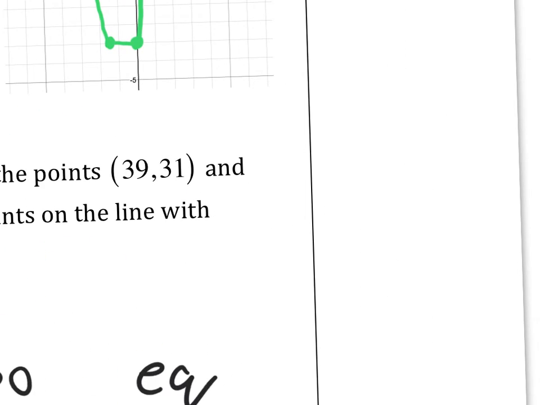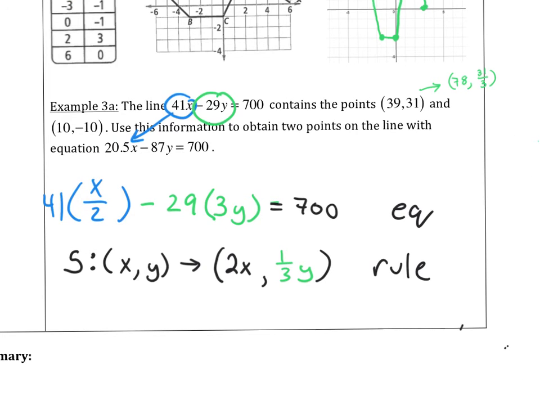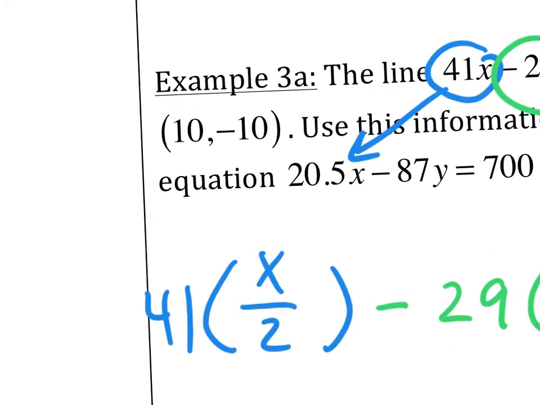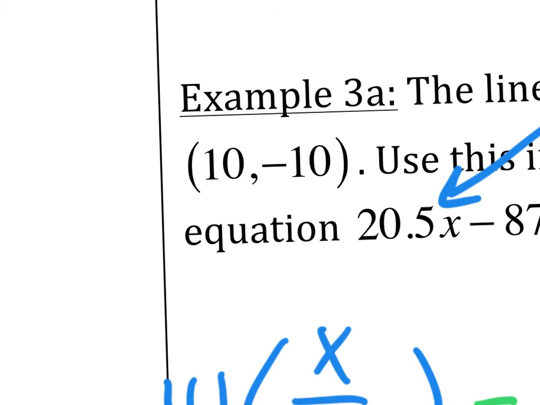So this one here is going to become, double the x to get 78 and divide by 3 on the y to get 31/3. Not perfect, not clean numbers that we always like, but that's okay. This one here, double the x to get 20 and divide by 3 to get -3 1/3 or -10/3.